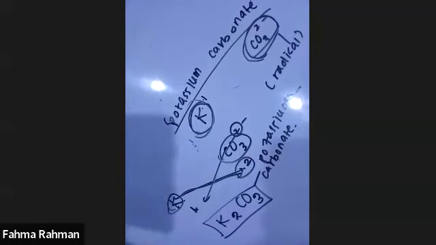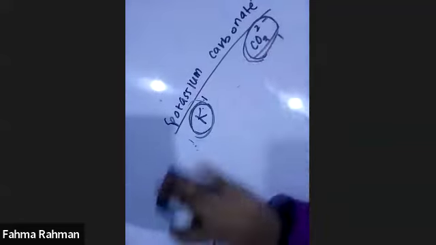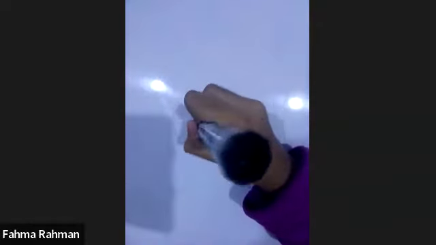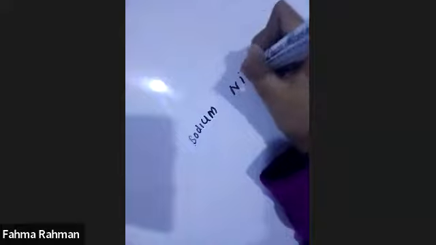Same like that, not only for carbonate, you have it for phosphate, hydronium, dichromate, chromate, sulfate, and so on. Now let's try something else too. Okay, sodium nitrate. We are writing the chemical formula for this.